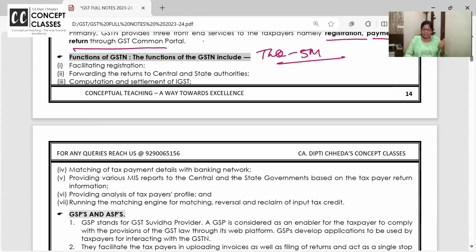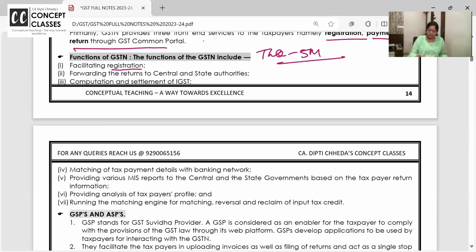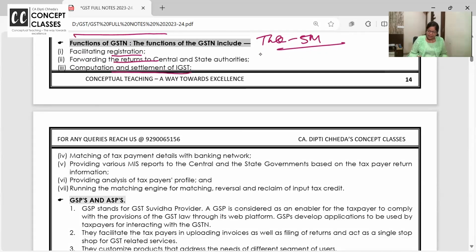So what are the functions of the GSTN? Right? GSTN includes, first of all, facilitating registration. What we studied now, that only you can write. Forwarding returns, computation and settlement of IGST, right? Matching of tax payment details with the banking network. You will pay the tax from your bank account and automatically you will get the OTP and all, and the money will be transferred to your GSTN account. So matching of output, input, settlement of taxes, providing various MIS reports.